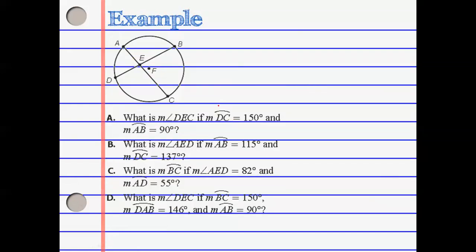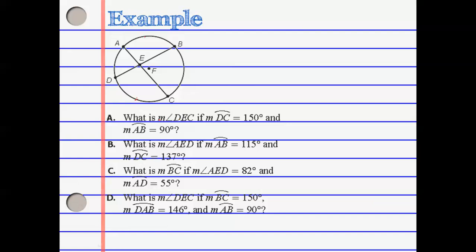All right, this one is talking about the secants, right? The intersecting chords or secants. All right, so remember what our rule is, that the angle is equal to the intercepted arc and the vertical angle's intercepted arc, divided by 2.